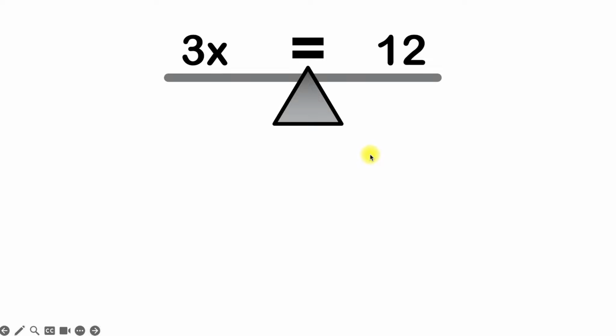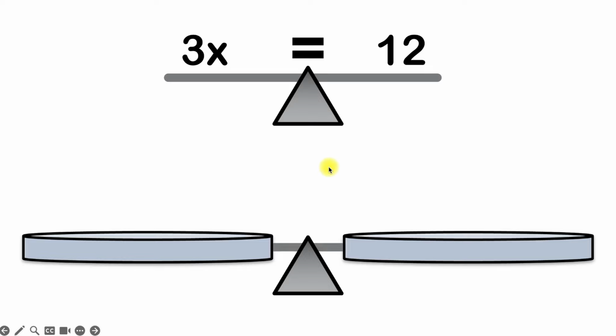Let's go a little further into this model with an actual scale. And here we have 3x. So whenever we have a variable, it means that we have some value that we don't know yet. So let's use a box to represent that. So here's our box x to represent the variable x.